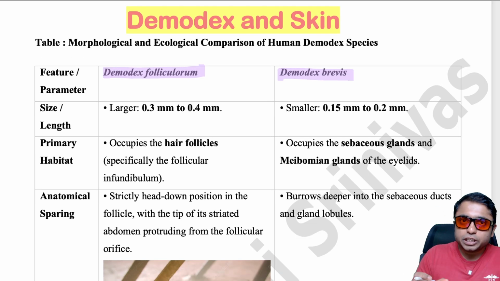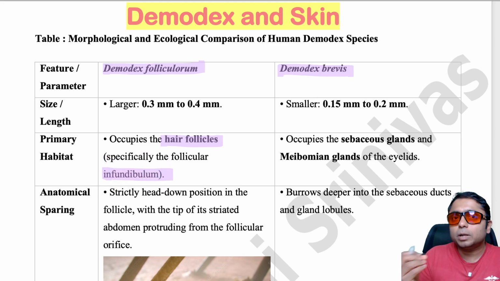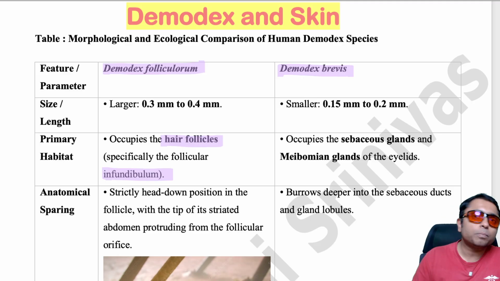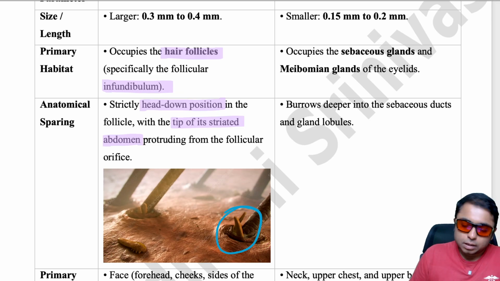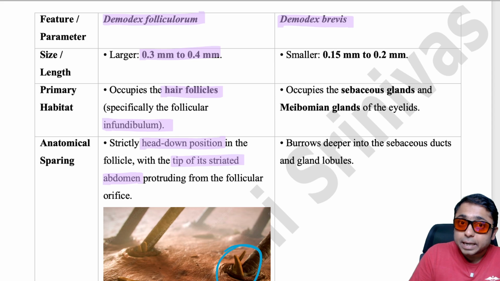So a few differentiating points related to this. Demodex folliculorum is going to occupy near the hair follicle, that is the follicular infundibulum. Over the scalp, near the surface pore, we are going to see the presence of this Demodex folliculorum. And if you examine with the dermatoscope, we are going to see that it is present in a head down position in the hair follicle, where the tip of the striated abdomen is visualized, as you can see in this picture, and it is larger when compared to Demodex brevis.